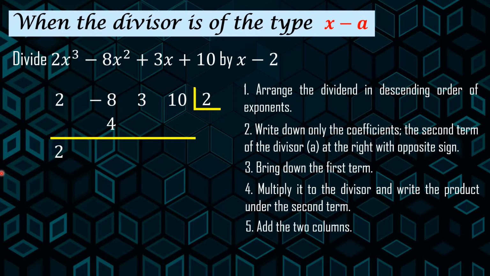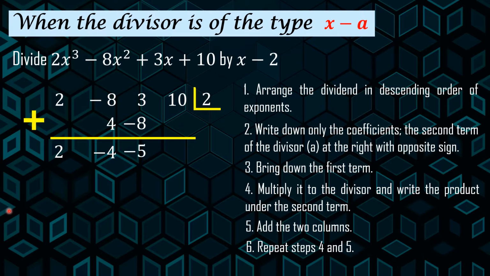Fifth step is to add the two columns. So let us add -8 plus 4 is -4. Next is to repeat the steps 4 and 5. Again, we will just multiply the result or the sum of the two numbers to the divisor and then write the product under the third term. So -4 times 2 is -8, and 3 plus -8 is -5.